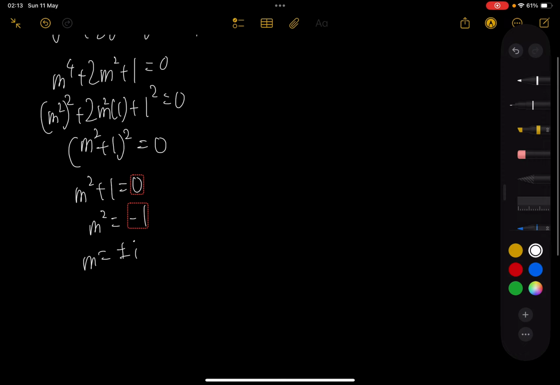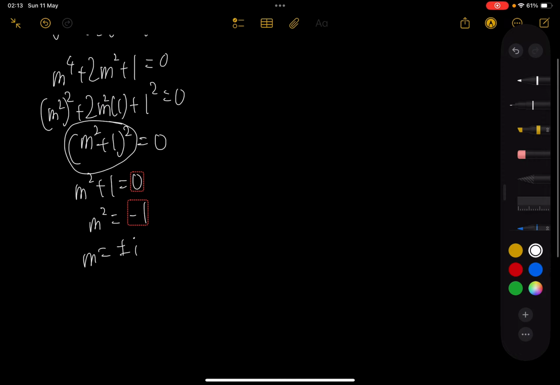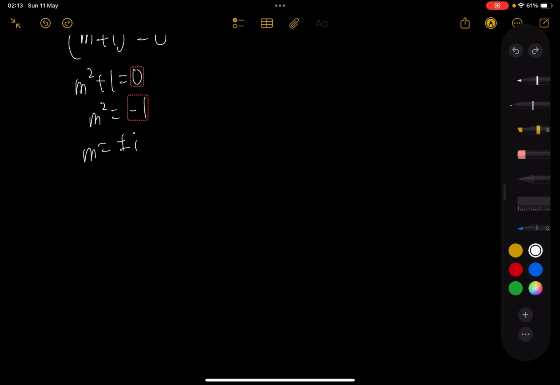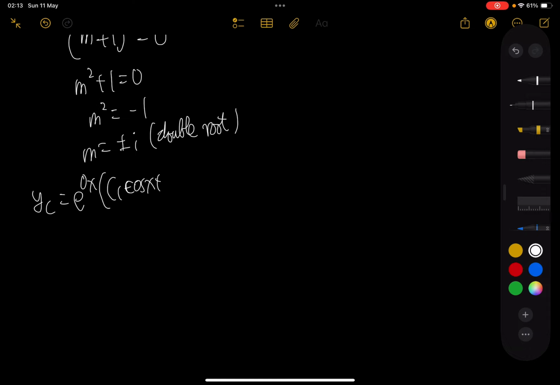However, we have something squared is equal to 0. Whenever we have this situation, we get a repeated root. Therefore I'm going to label it as our double roots here. Whenever you get a double root, first you write down the original one, 0 plus or minus i, which is e to the power of 0x times c1 cosine x plus c2 sine x.